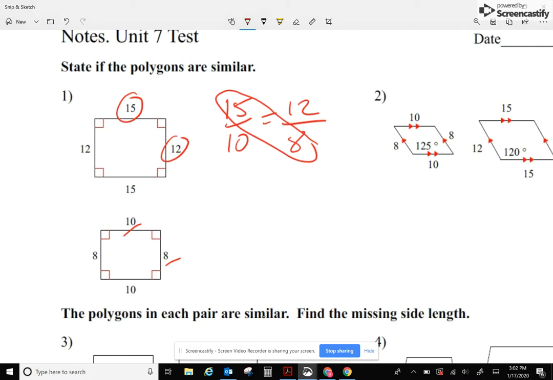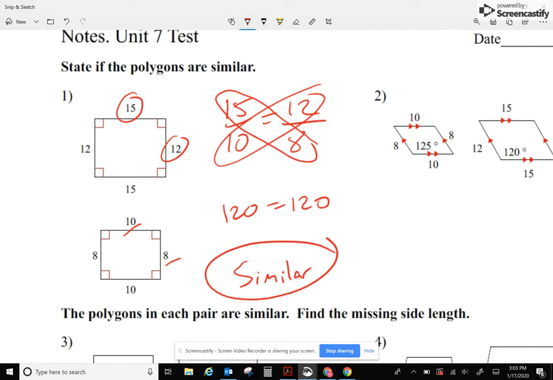15 times 8 is 120. 12 times 10, it is 120. Sides are proportional. The angles are equal. Therefore, I'm going to say my figures are similar.